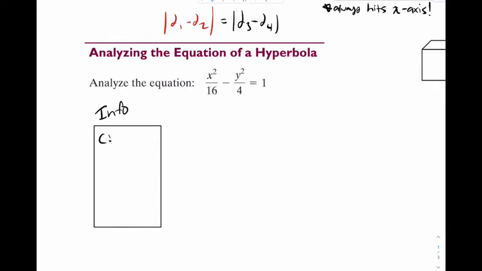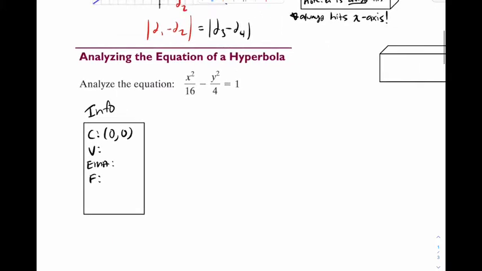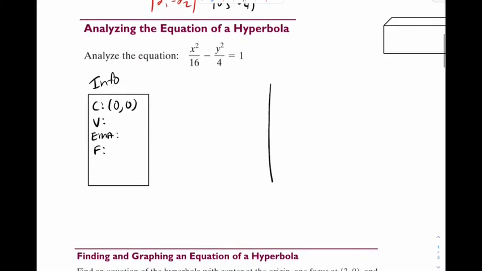So we have our center. For today, it'll be 0, 0, pretty standard. Our vertex points, our EMA, and our focus. So same as usual. We're going to put our lines down, and then it follows the exact same rules.